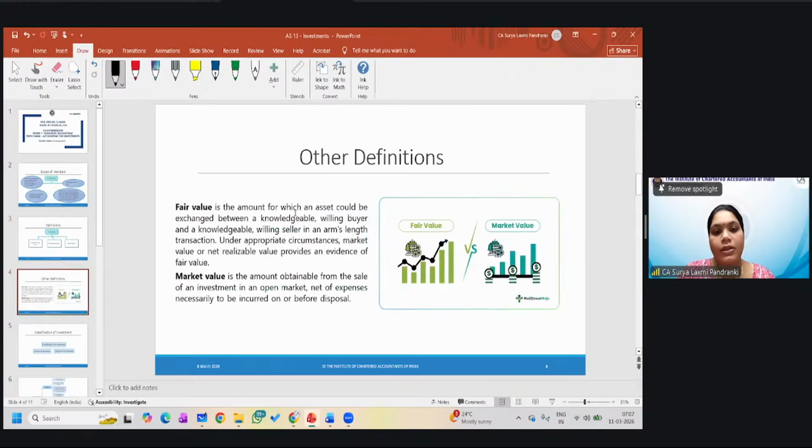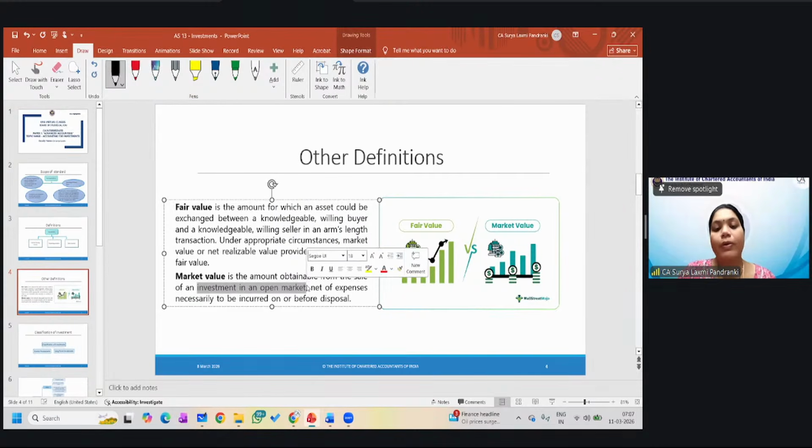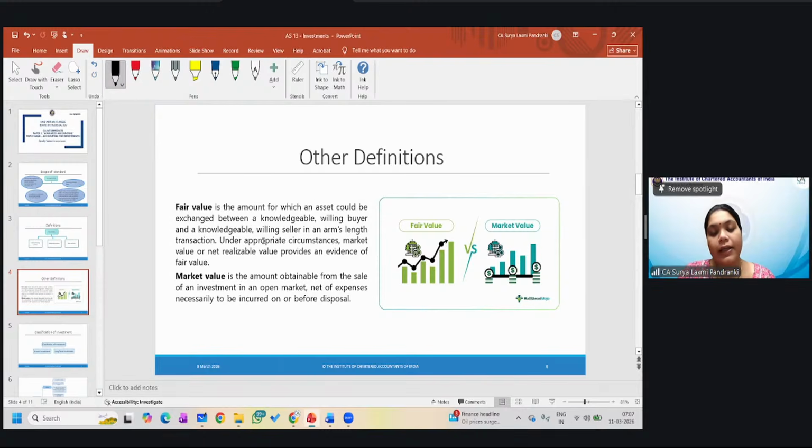And other than that, we also discussed the fair value and market value definition. Fair value, we generally say it should be exchanged between a knowledgeable willing buyer and a willing seller at an arm's length transaction. And market value, in the open market, if you have to sell your investment, what is the amount that you obtain in that sale after the expenses? That would be your market value. But for calculating the fair value, you take the NRV or the market value as an evidence or a base for calculating the fair value. In a few circumstances, calculating the fair value will not be so easy. It depends on the quoted market or unquoted market. So accordingly, you will try to determine what is the fair value.